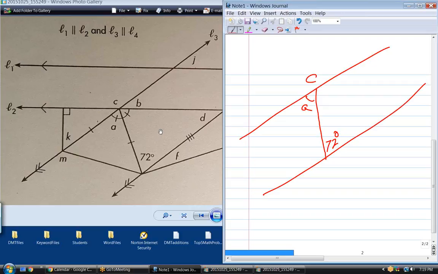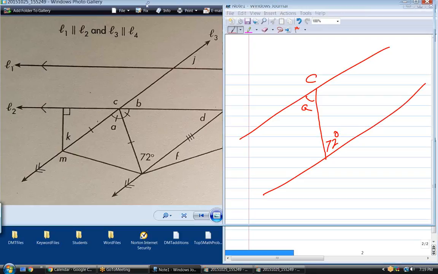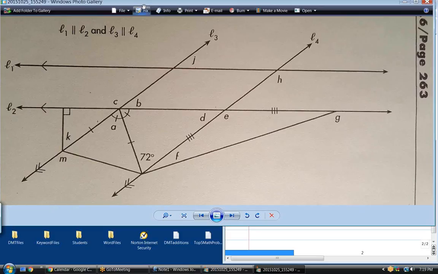C would be 144? Uh-huh. And notice that C is also vertical with that angle right there. We already knew that was 144. Okay. So now that we know this is 72 and this is 72, what's D? 36? Yeah, B and D are the same.